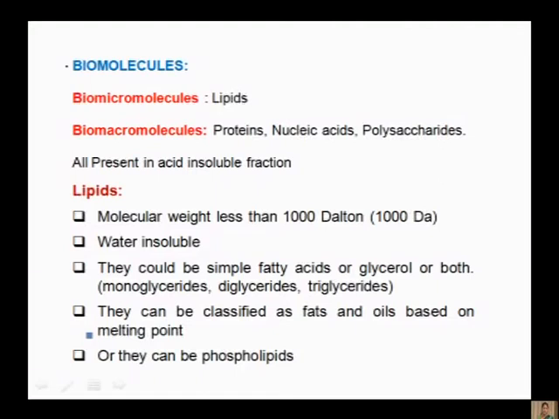Lipids have a molecular weight of less than 1000 Dalton. They are water insoluble, therefore we call them hydrophobic. They could be simple fatty acids, glycerol or both, so they can be classified further into monoglycerides, diglycerides and triglycerides. They can be classified as fats and oils based on melting point, and the last classification is the group called phospholipids, where the lipids are associated with a phosphorus group.